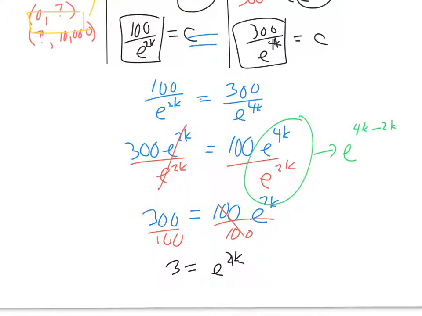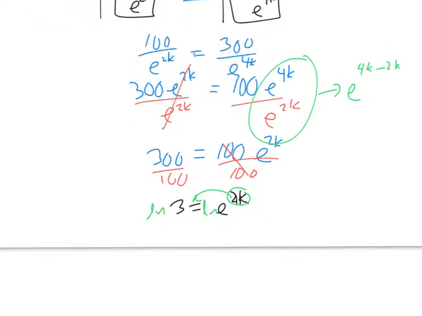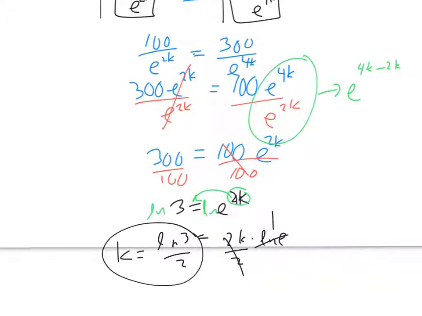I'm solving for k, which means I'm going to take the natural log of both sides. The exponent comes out front, and I'm going to end up with natural log of 3 equals 2k times the natural log of e. Natural log of e is just 1, and then I'm going to divide by 2 on both sides. So my k ends up being natural log of 3 over 2.